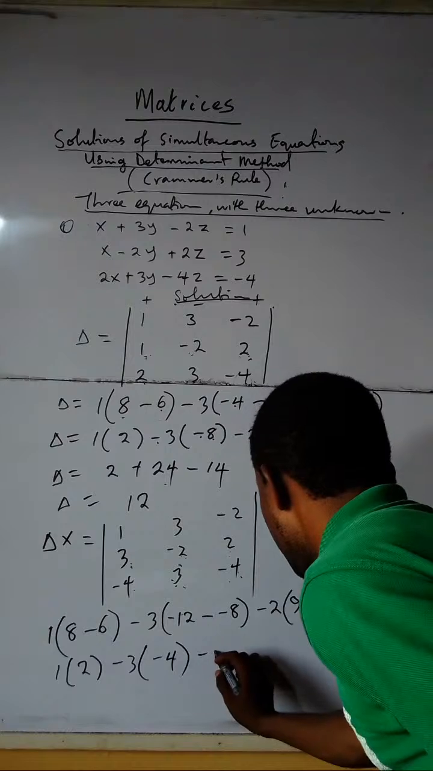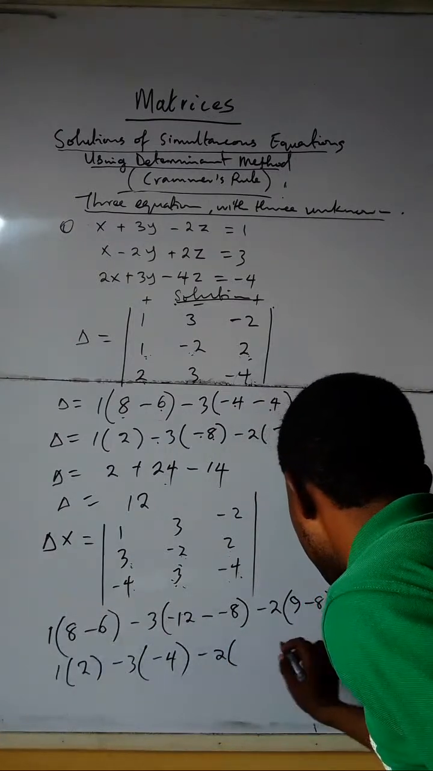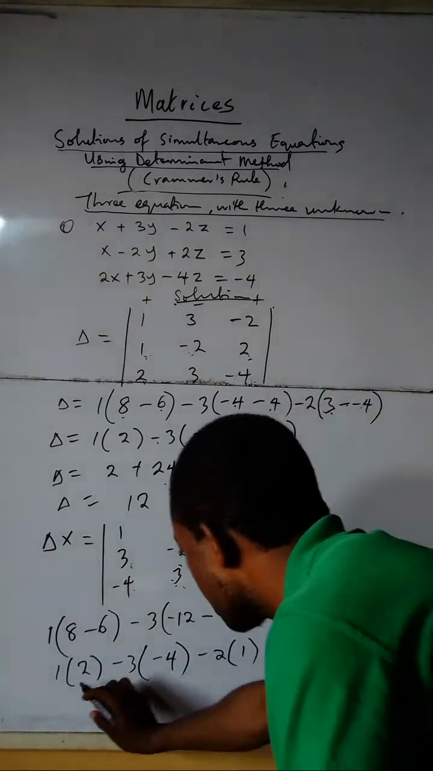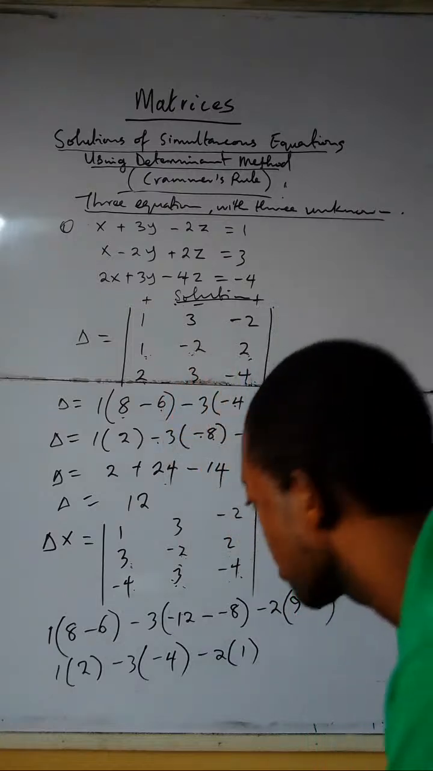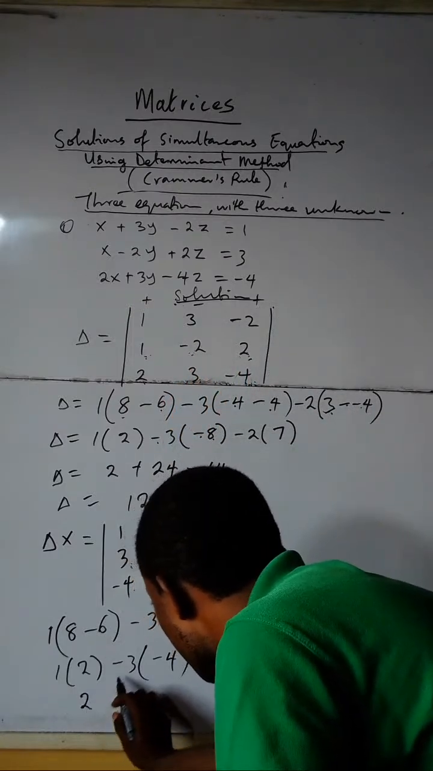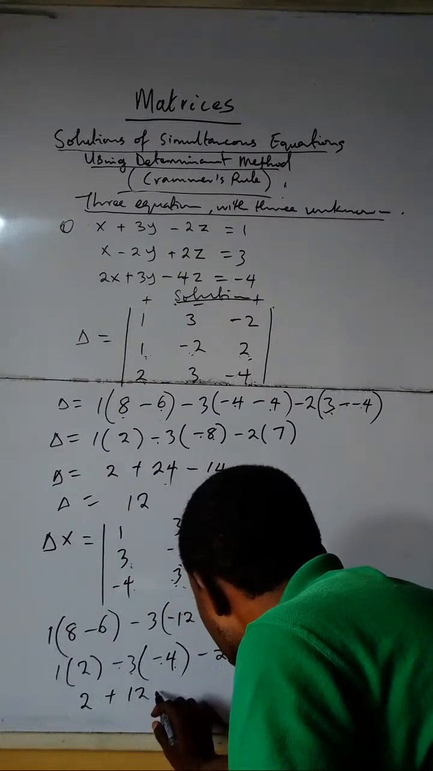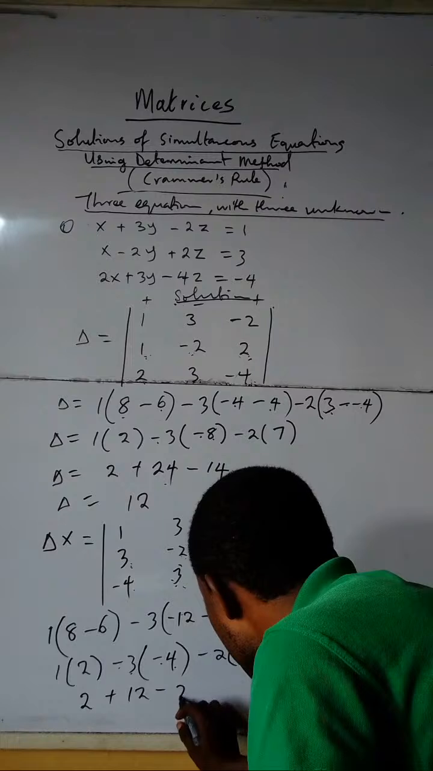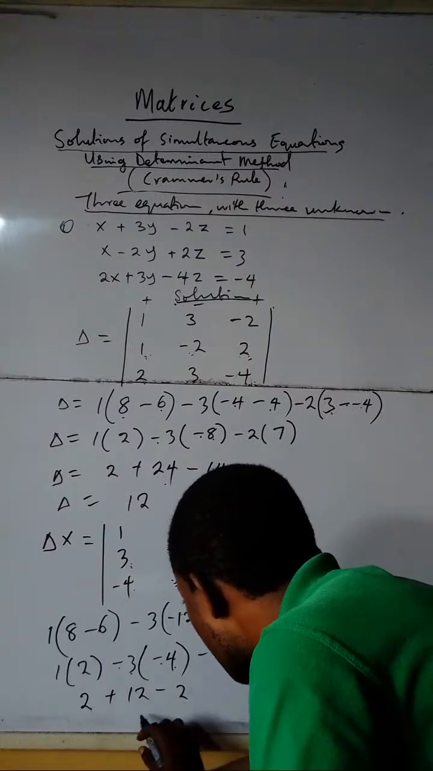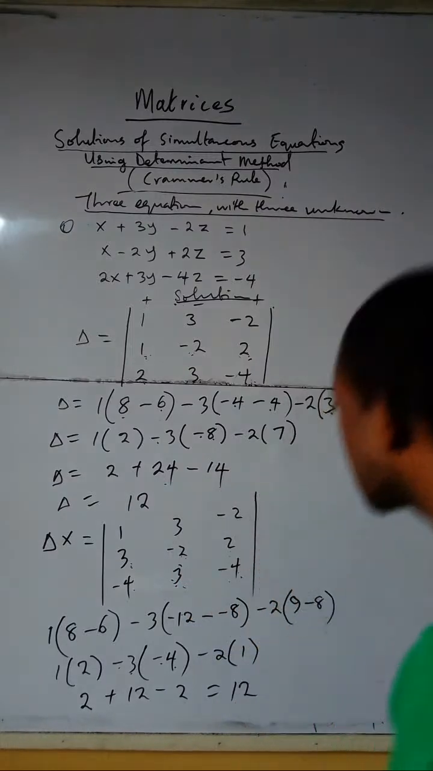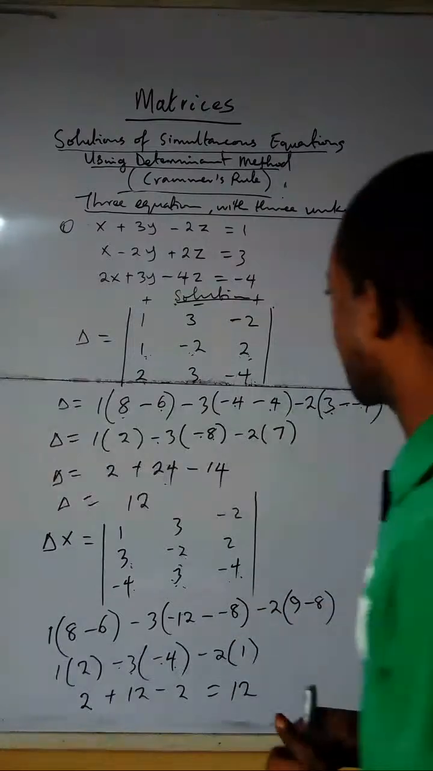Then here we have minus 2 times 9 minus 8, that's 1, which implies here we have 1 times 2, that's 2. Then minus times minus, that's plus 3 times 4, that's 12. Then here we have minus 2. 2 minus 2 cancel out. So here we have 12. So the determinant with respect to x is 12 now.